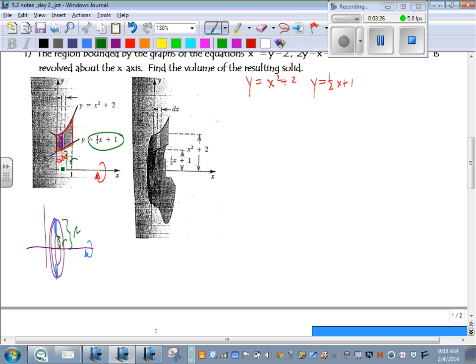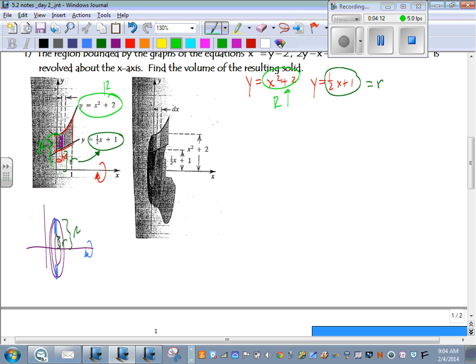But we're using a dx cut, which means we have to do everything in terms of x. So we can't just say the radius equals y. We have to say the radius is equal to what y equals in terms of x, which is 1 half x plus 1. So this is our little radius. The big radius goes from the x-axis to the top of that rectangle. And the top of that rectangle is always going to be on this graph. So it's the y value from the x-axis to this graph, but we have to do it in terms of x. So our big radius is going to be x squared plus 2.